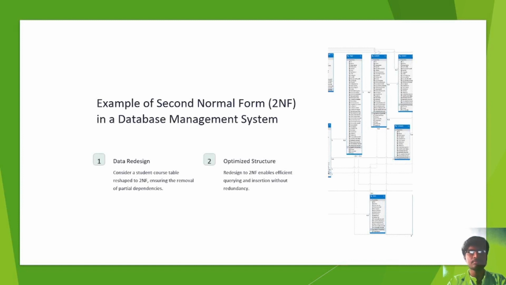Example of second normal form, 2NF. In a database management system, we can see data redesign and optimized structures. In data redesign, consider a student course table reshaped to 2NF, ensuring the records are free of partial dependencies. In the optimized structure, redesign to 2NF enables efficient querying and insertion without redundancy. Without redundancy, the efficiency is greater in 2NF.